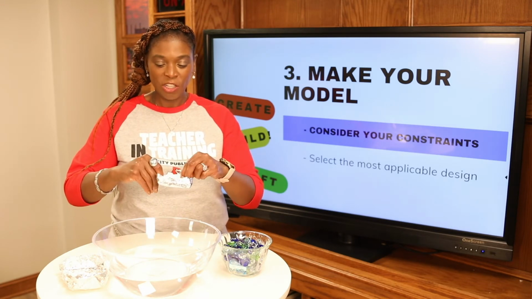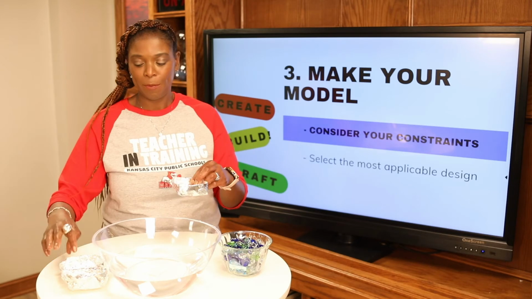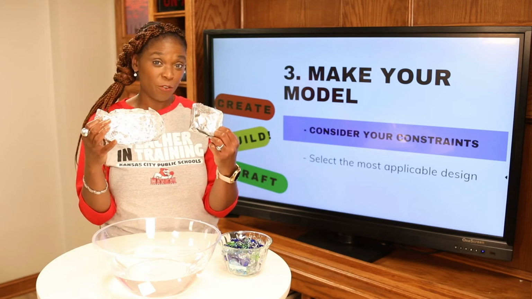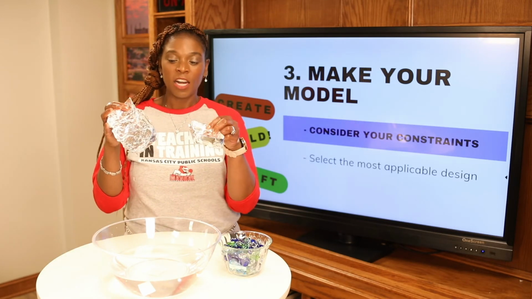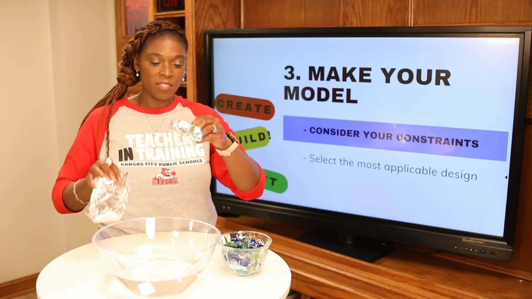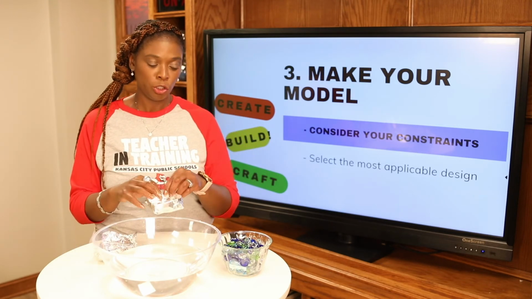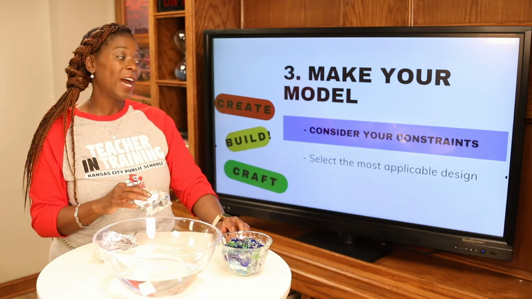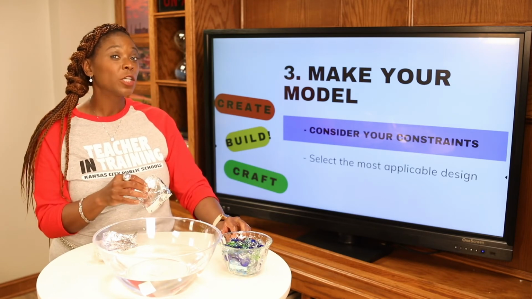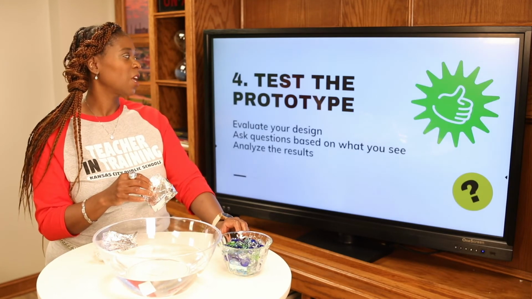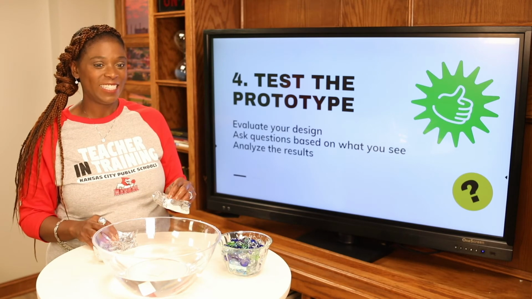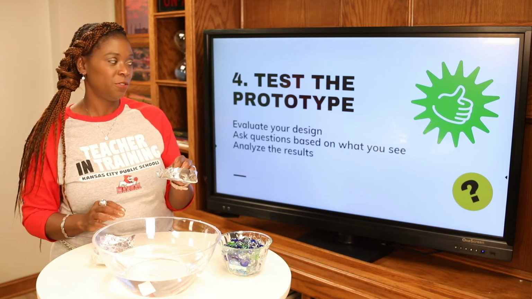So let's take a look at the second prototype. The second prototype is different than the first one in a lot of different ways. It's about half the size, but the base of it is a lot more strong. So when I think about that, the constraints will be a little bit different for each boat. Next, we're ready to test it. Let's test out the second prototype.